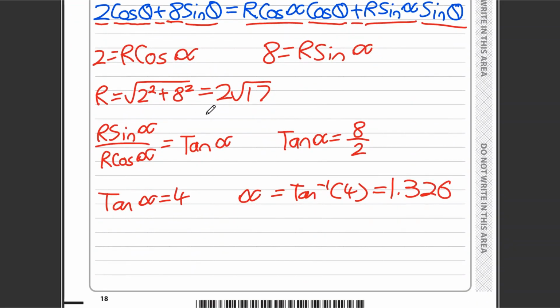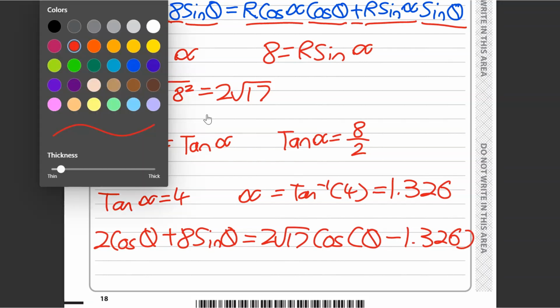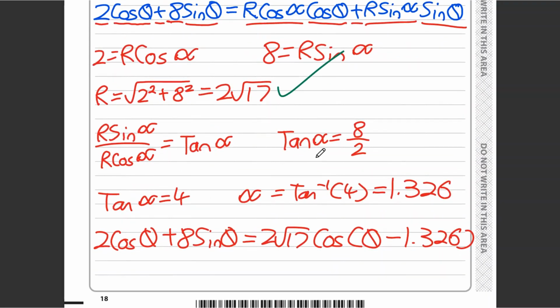And this here is the final answer, so therefore we can write this 2 cos theta plus 8 sin theta as r, which is 2 root 17, and then cos of theta minus alpha, where alpha is 1.326. This is worth 3 marks. To get the 3 marks, you get 1 mark for figuring out r, you get another mark for figuring out that tan alpha is equal to 8 over 2, and you get another mark for figuring out that alpha is equal to 1.326.